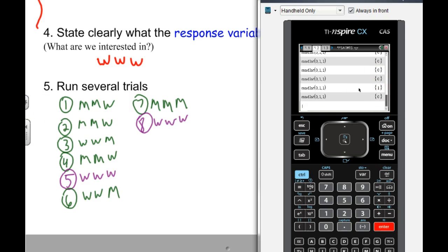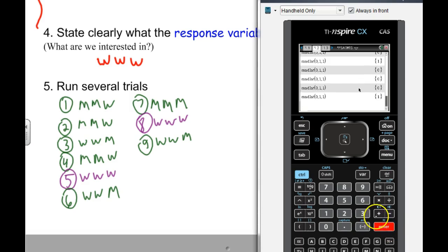We have 2 women and 1 man. Now let's do 1 more. Oh, almost. So close. So the 10th trial, we got 2 women and a man. So we only did 10 trials. It would be nice to do more trials. I'm just kind of getting tired of doing trials, and so I'm going to stop.